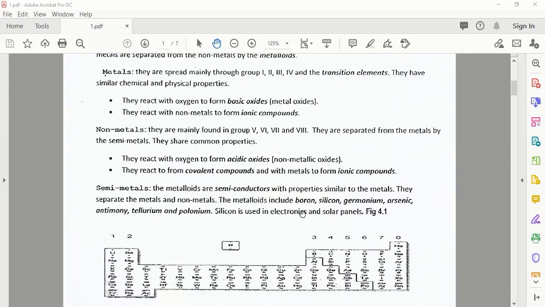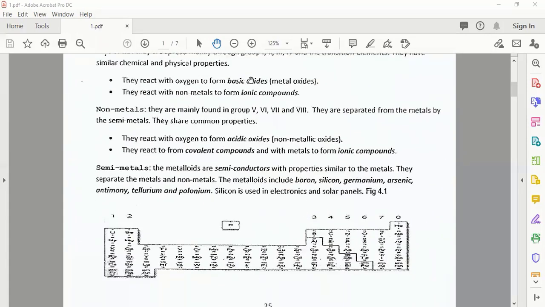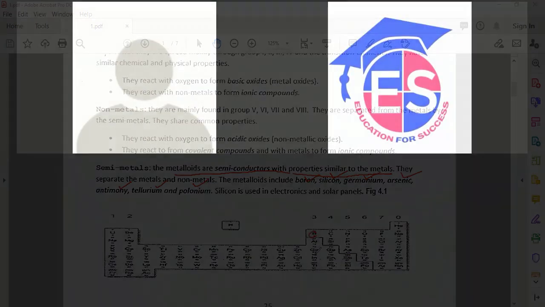After that, what are the semi-metals? Now, see here. Semi-metals, the metalloids, have properties similar to the metals and also to the non-metals. Metalloids include boron, silicon, germanium, arsenic, antimony, tellurium, polonium. So these are all the semi-metals. Okay, you can start from here. They start from boron. I will just show.